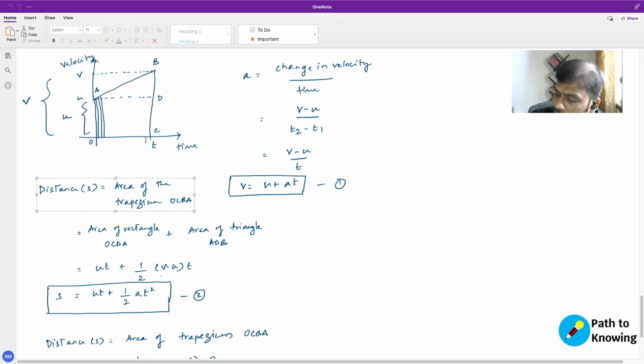So let's try to calculate this. So this is going to be half of OA. OA is U, and CB is V. So it is going to be U plus V times OC, which is T. So this is my expression here. Now we know that T can be replaced.